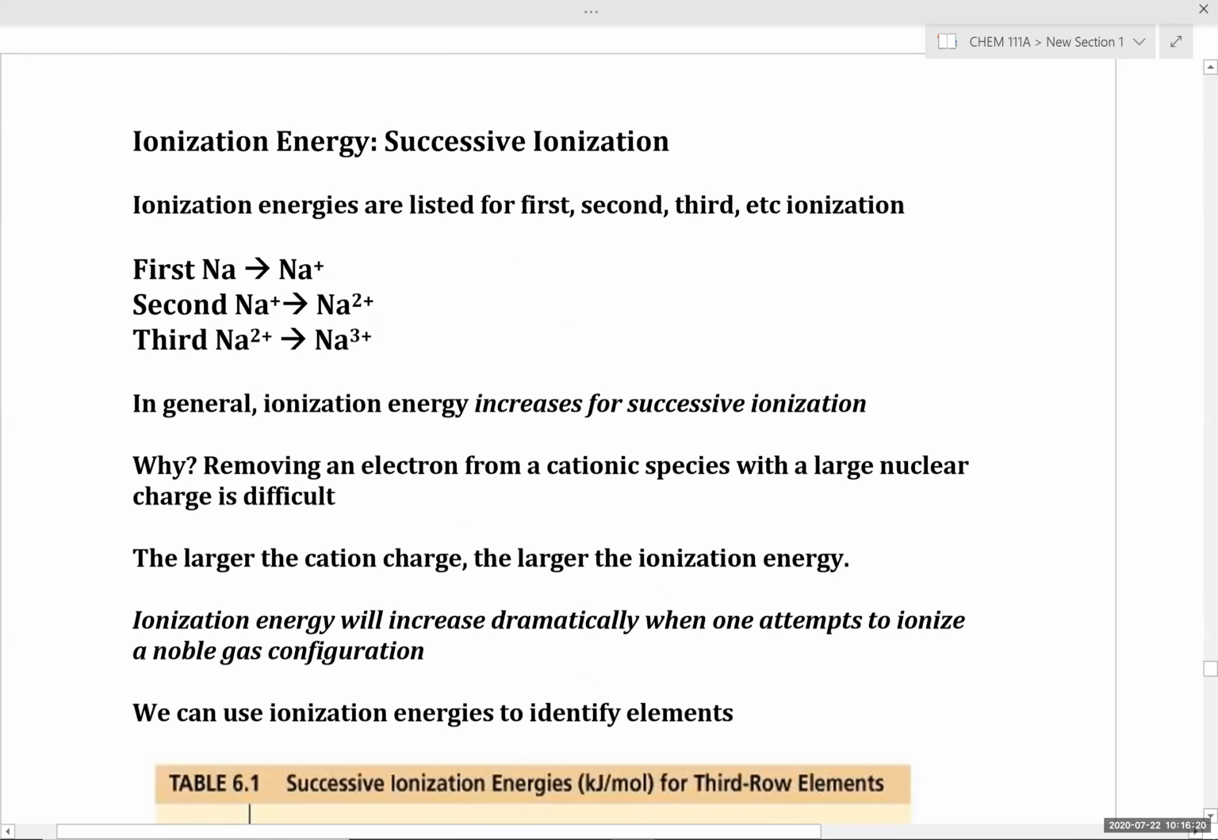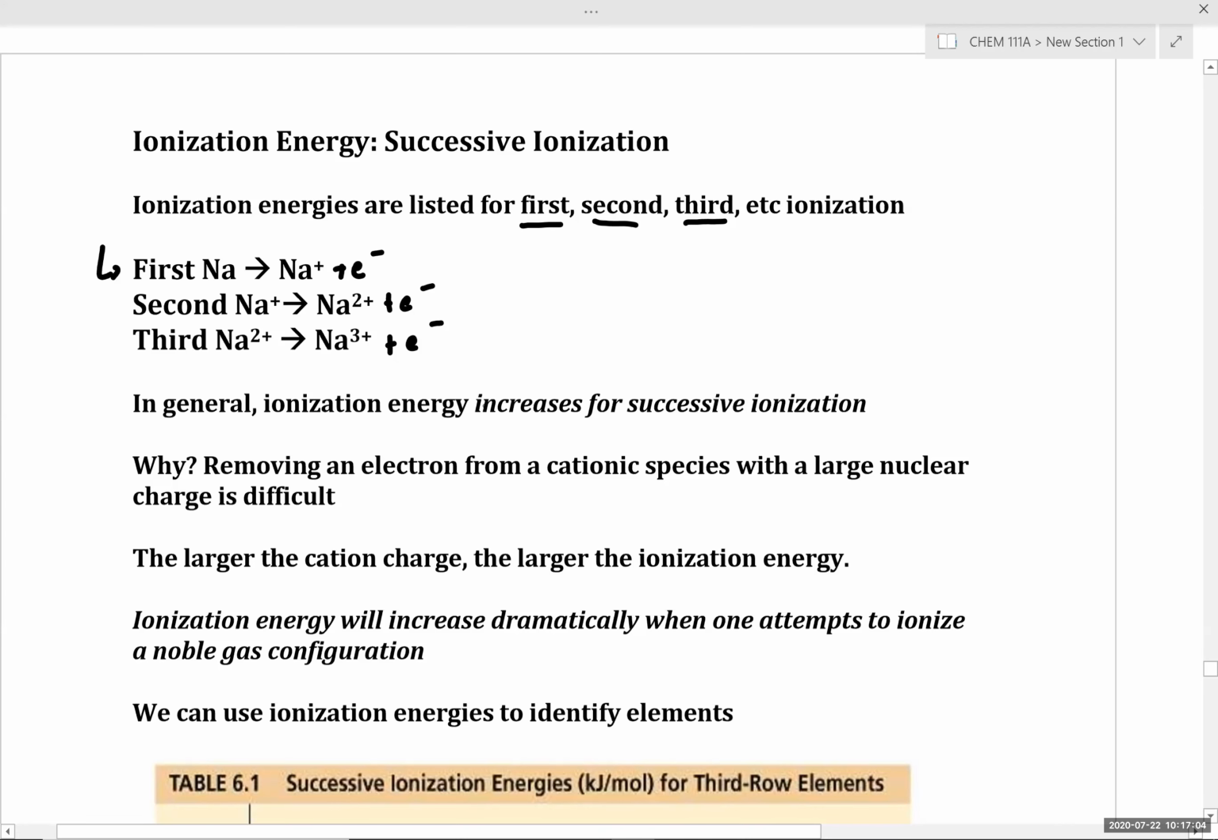Let's now take ionization energy and show how we can use ionization energy to assign the identity of an unknown element. So what we've been looking at so far is first ionization, which is the removal of our first electron. But there are also second, third, fourth, etc. ionization energies. So we can successively ionize our atom, successively removing more and more electrons. So the first ionization, we remove our first electron, second, the second electron, third, the third electron, and so forth.